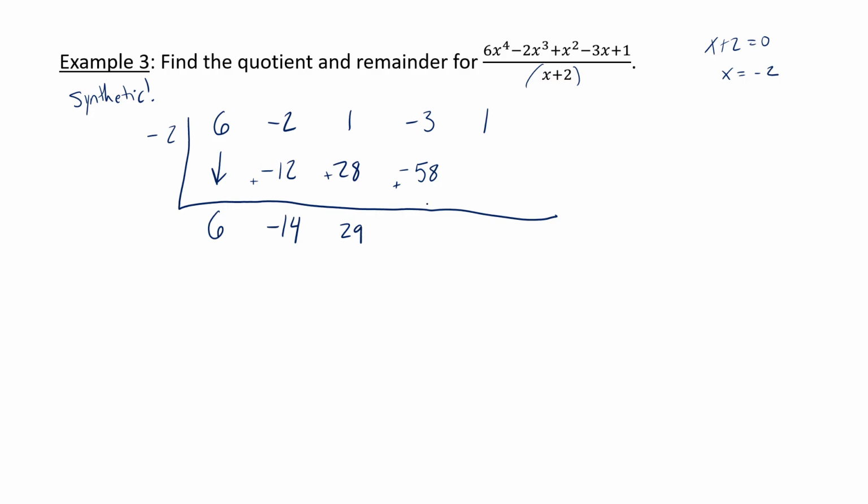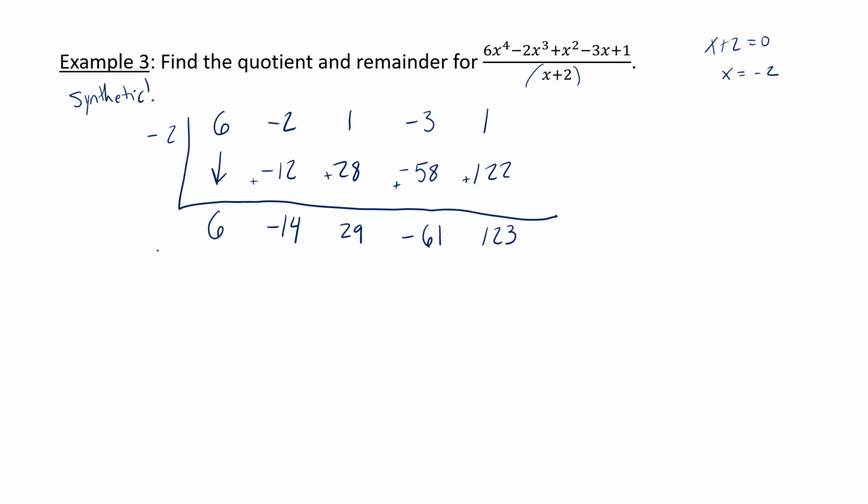-58 plus -3 here, that's going to give us -61. And then -2 times -61 will give us a positive 122, I believe. Yep, positive 122, which we need to add to that 1, which gives us 123.